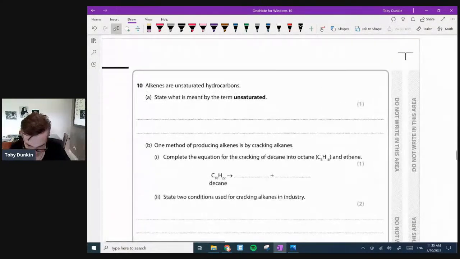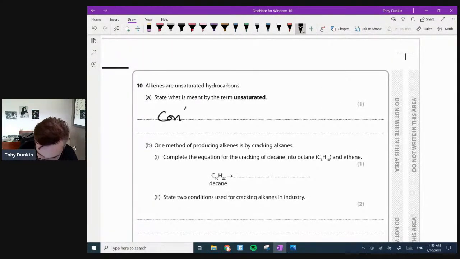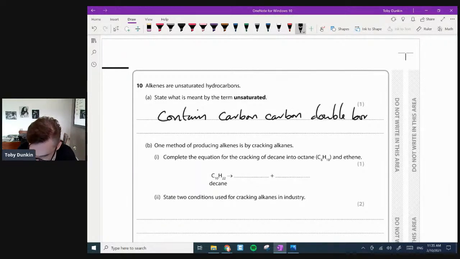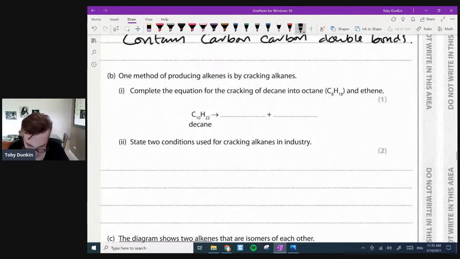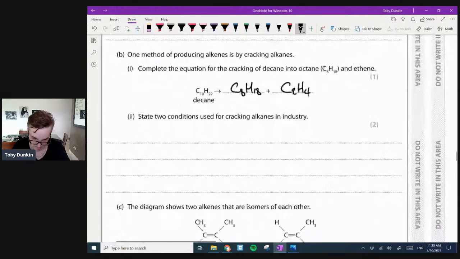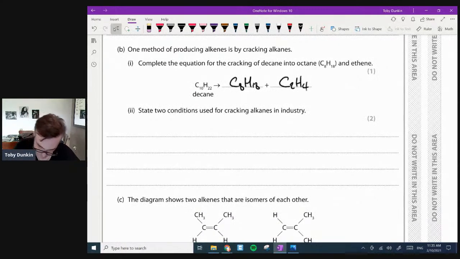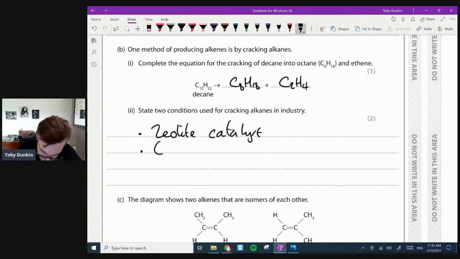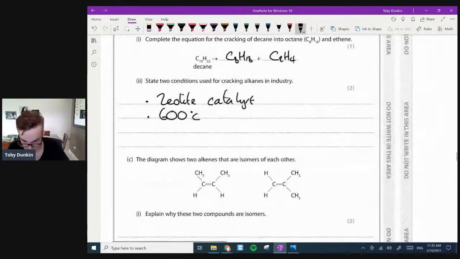Alkenes are unsaturated hydrocarbons. State what is meant by the term unsaturated. Contain carbon double bonds. This is going into organic now. One method to produce alkenes is the cracking of decane. Write the equation. Cracking decane into octane, C8H18, and ethene, C2H4. Done. State two conditions used for cracking in industry. Zeolite catalyst and 600 degrees Celsius. Done.